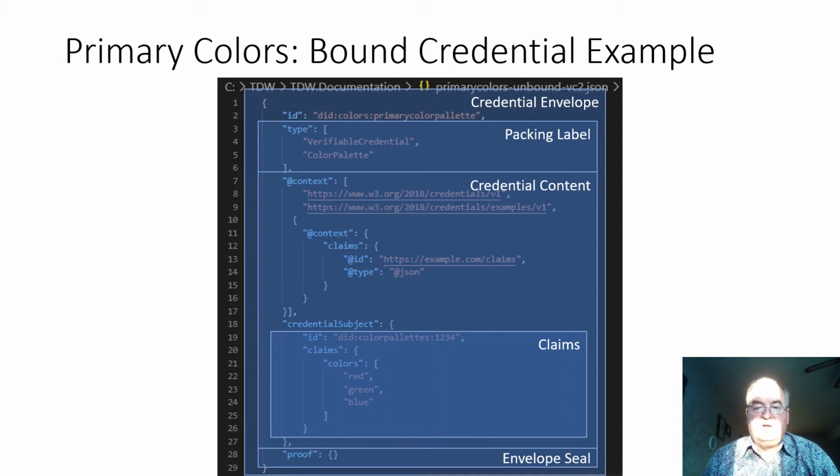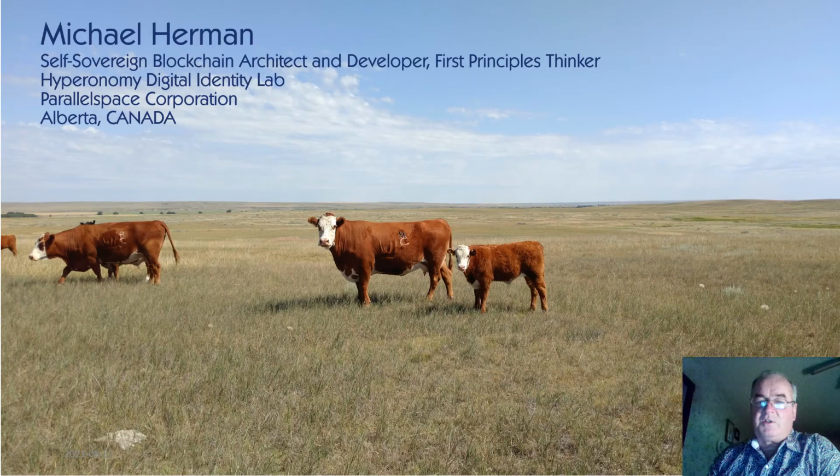The last thing I want to note here is at the very top there in line 2, there's an ID property. And that's an ID property for the credential envelope. And I go into a little more detail if you want to watch the rest of the presentation about the structure of structured credentials and the role that each of these elements play, and in particular the difference between the two kinds of IDs.